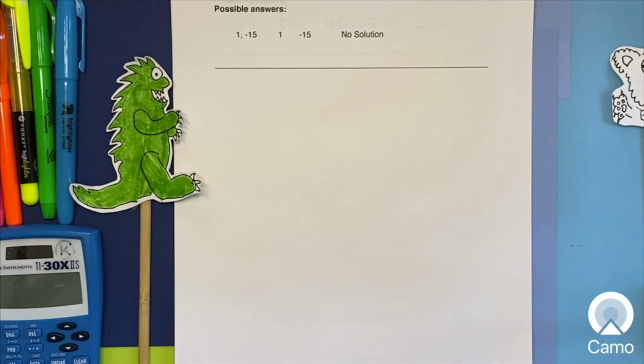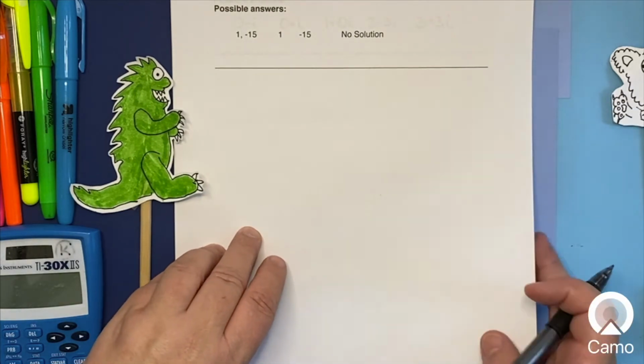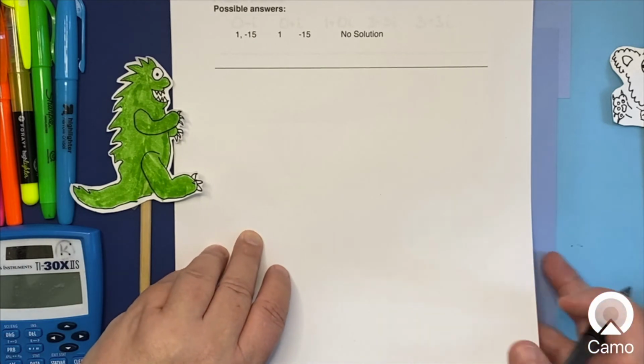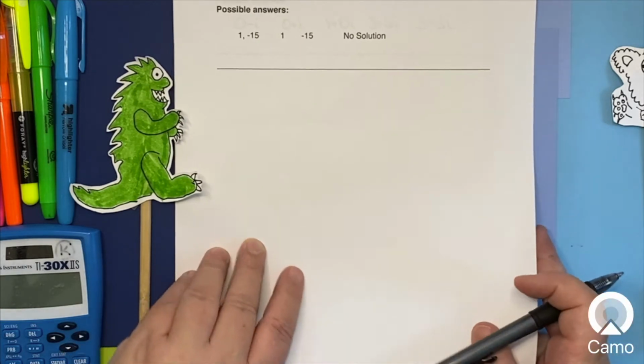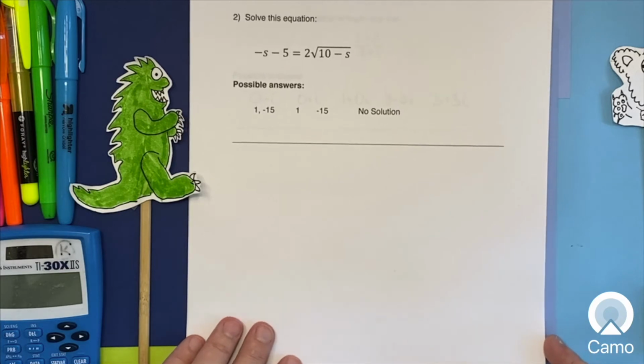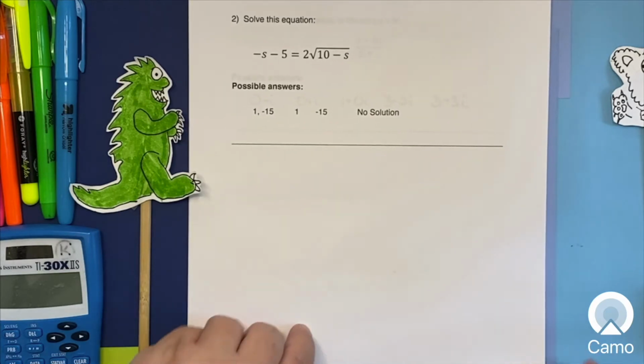Okay, 1 down, 4 to go. Oh no. Oh, you can't see, so you don't know what I'm worried about. Oh no. Solve this equation.